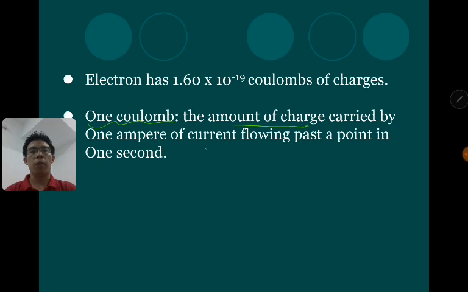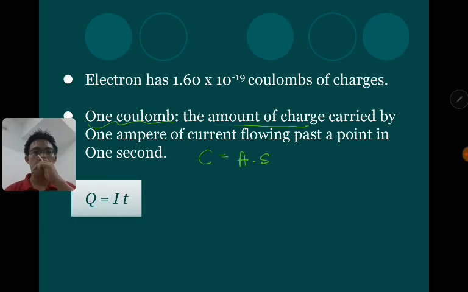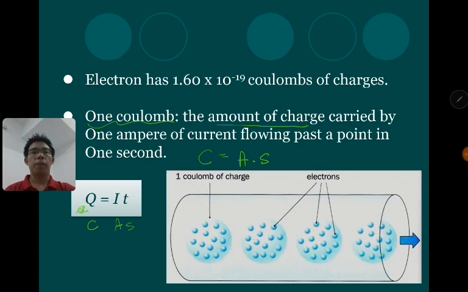And we want to define the unit coulomb. We can say that it is the product of the ampere and the second. So Q equals IT. The charge equals current times time. Charge is coulomb, current is ampere, and time is second. Okay, so this is a diagram showing you the 1 coulomb in such an amount moving through the conductors.